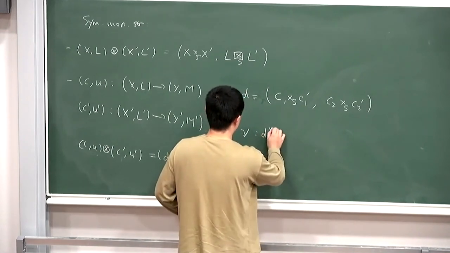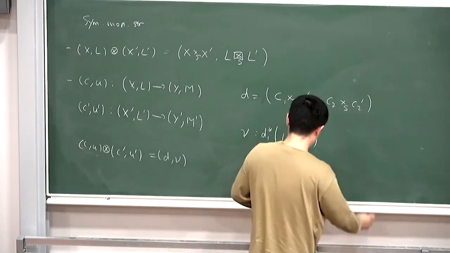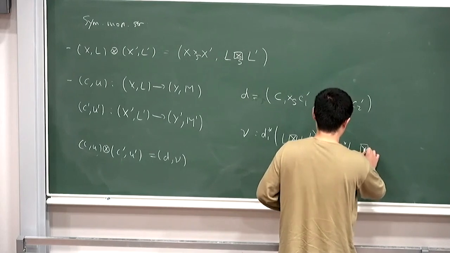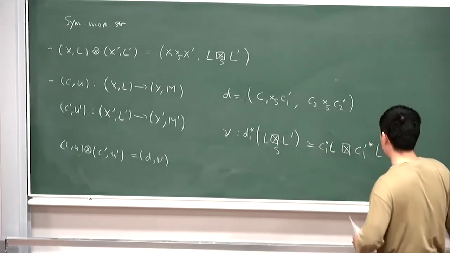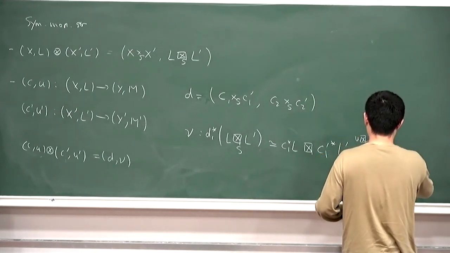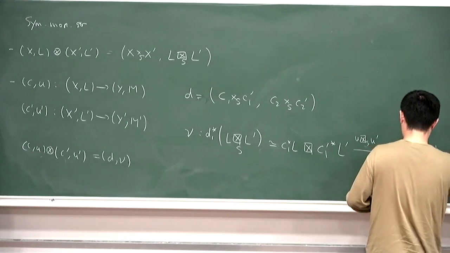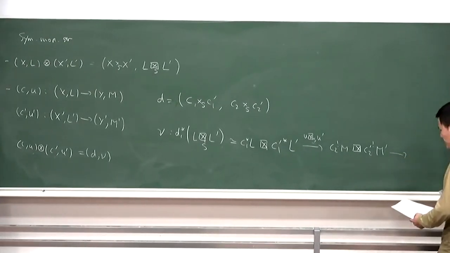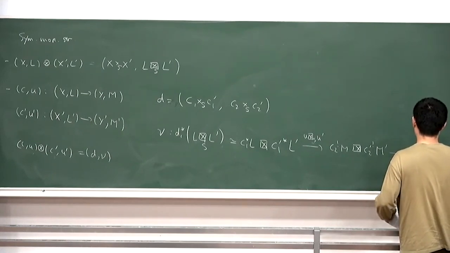So you look at D1 upper star of L box times L prime. That's the same thing as C1 upper star L box times C1 prime upper star L prime. And you just apply the U and U prime component-wise to C2 upper shriek of M box times C2 prime upper shriek M prime. And there is actually a Künneth transformation, which need not always be an isomorphism, but there's a map. So it goes to D2 upper shriek of M tensor with M prime.